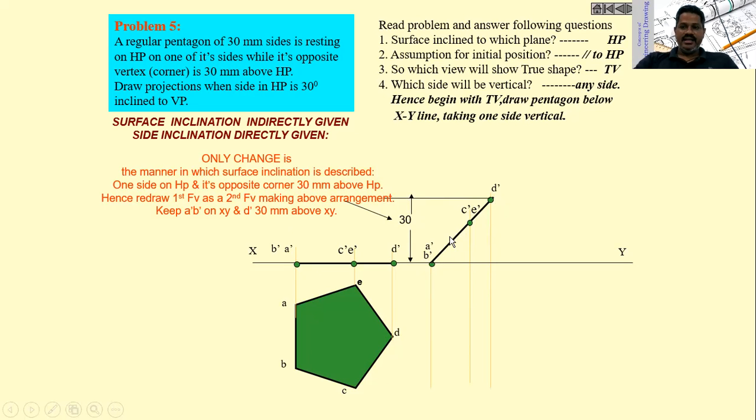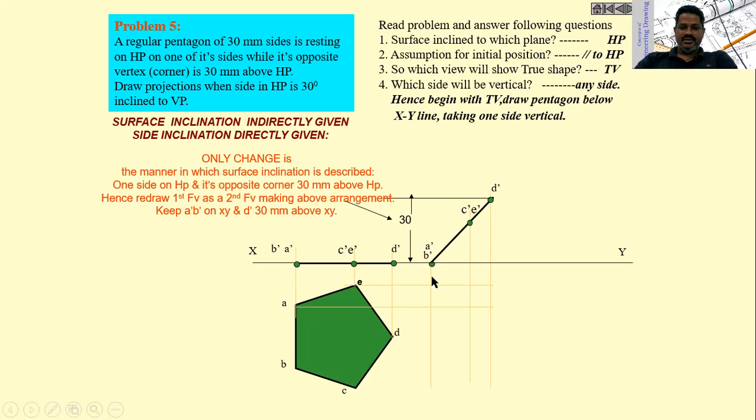So we don't have an angle here. This is only the given condition. The top point, the other end of the pentagon, is 30 mm above the XY line. After locating 30 mm above the XY line, that will become our D dash. Then take the compass, locate C dash and E dash on this line. Then project these points down.